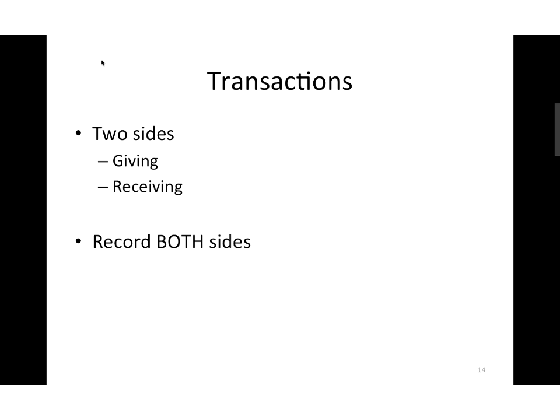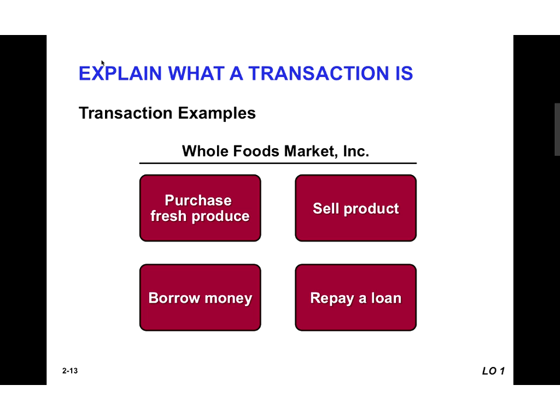For every transaction, there are two sides. Typically, there's giving and there's receiving. You give something and you get something, and we record both sides. This is double entry accounting. Every transaction has two sides. So let's go back to these transactions.